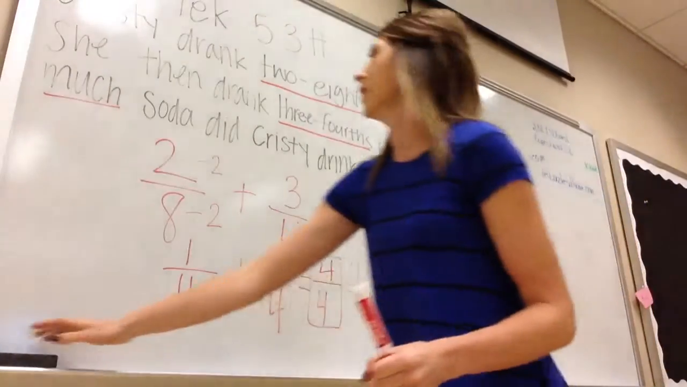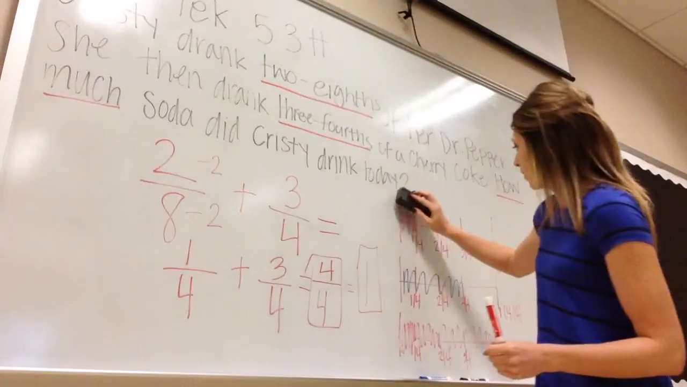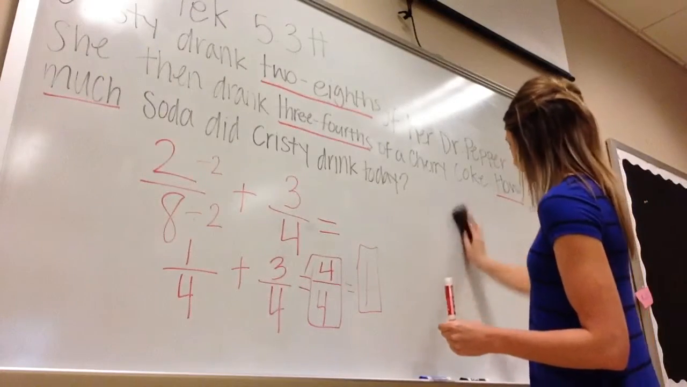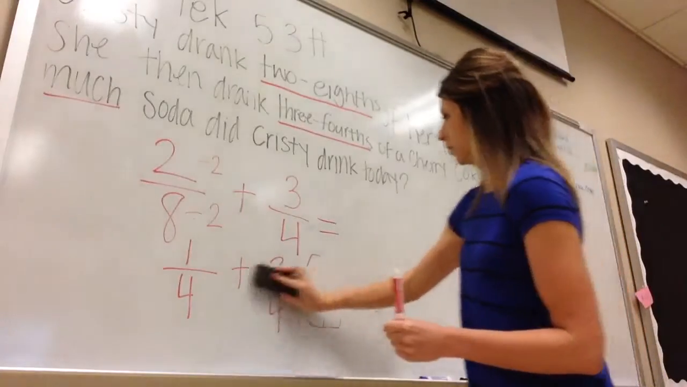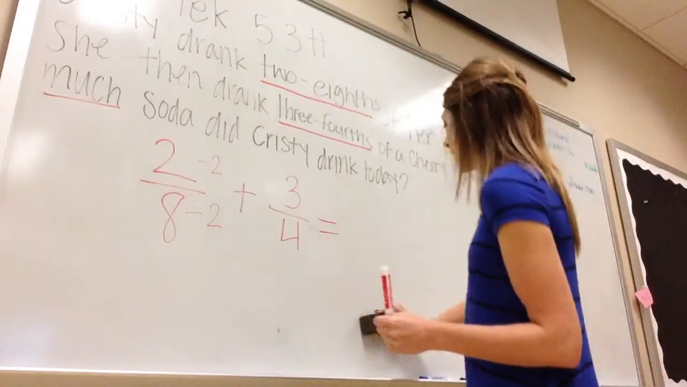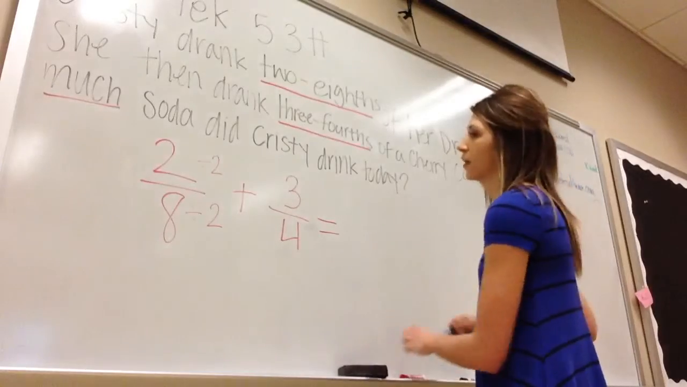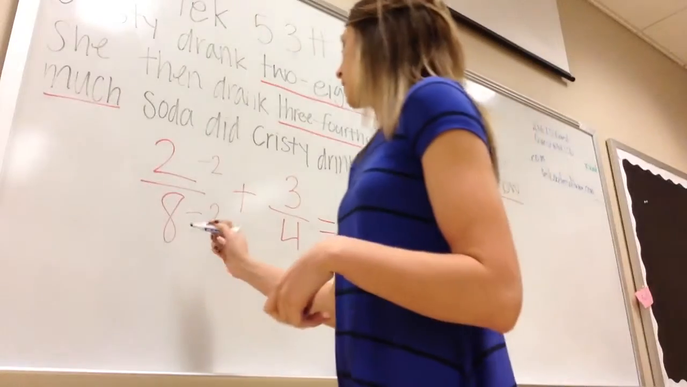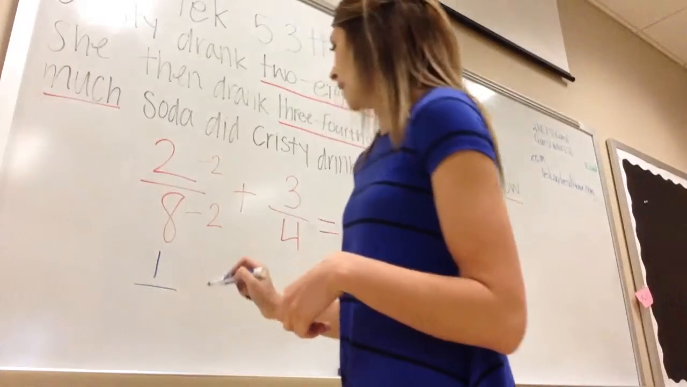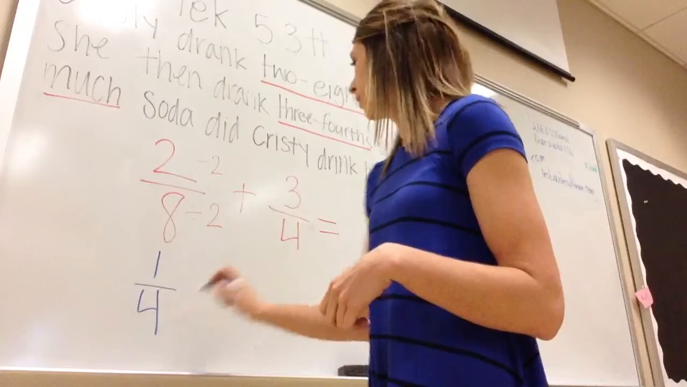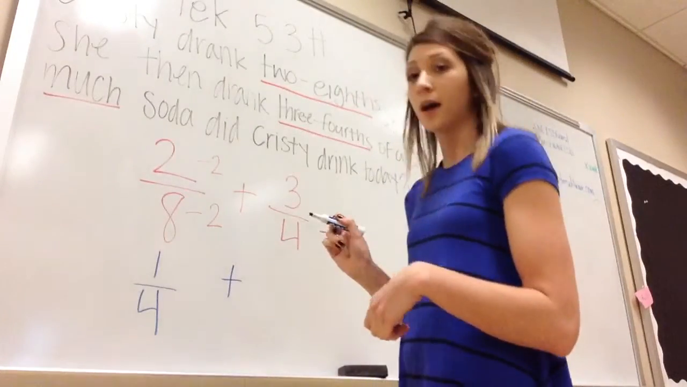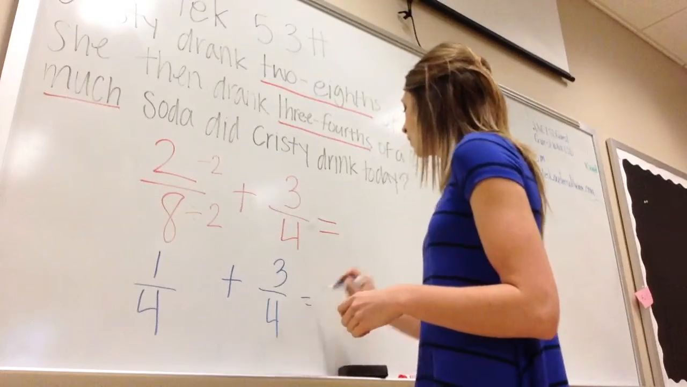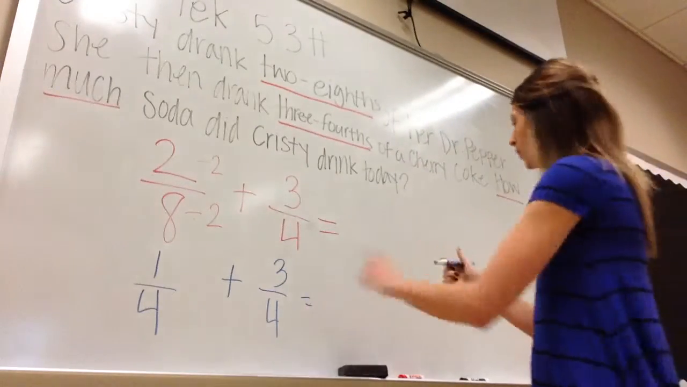Awesome job. Let's use another model to help us figure out this equation. I'm just going to rewrite our reduced fraction, so let's build that together. We know that 2/8 can be reduced because 2 can go into 8, and 2 divided by 2 is 1, and 8 divided by 2 is 4, so 1/4. We know that 3/4 cannot be reduced. Let's just bring that 3/4 down, and we are going to use the area model. So we're working with fourths.